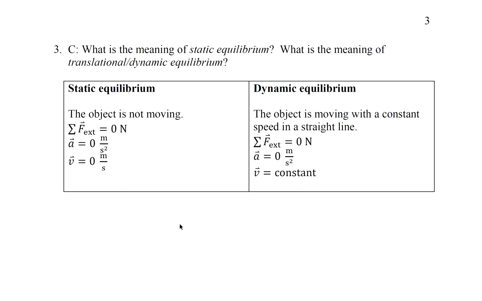Question 3, what is the meaning of static equilibrium, dynamic equilibrium? Static equilibrium is when sigma F is 0, A is 0, V is 0. Dynamic equilibrium is when sigma F is 0, A is 0, V is constant.